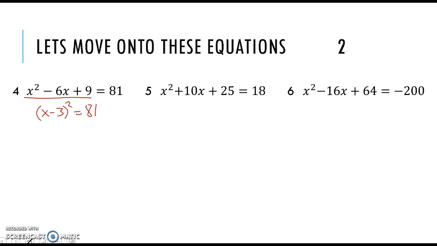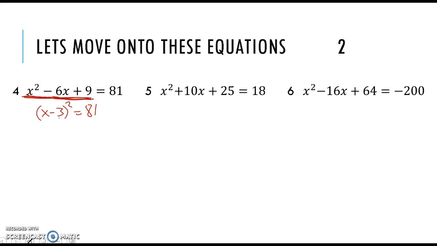The trick is half of 6 is 3. 3 squared is 9. And so this is a perfect square trinomial, and if it's a perfect square trinomial, we can write it as a binomial squared. In this case, it's x minus 3 squared.